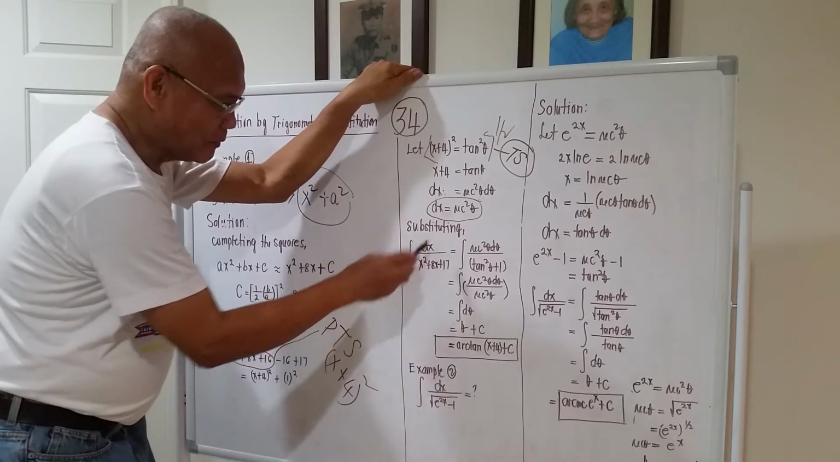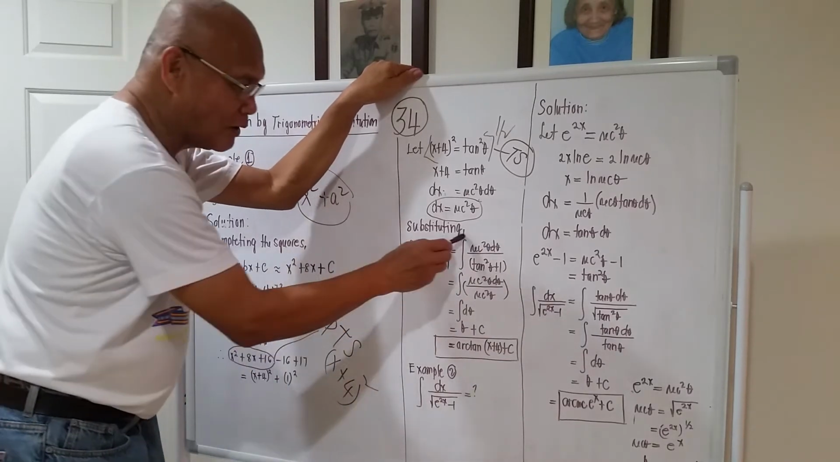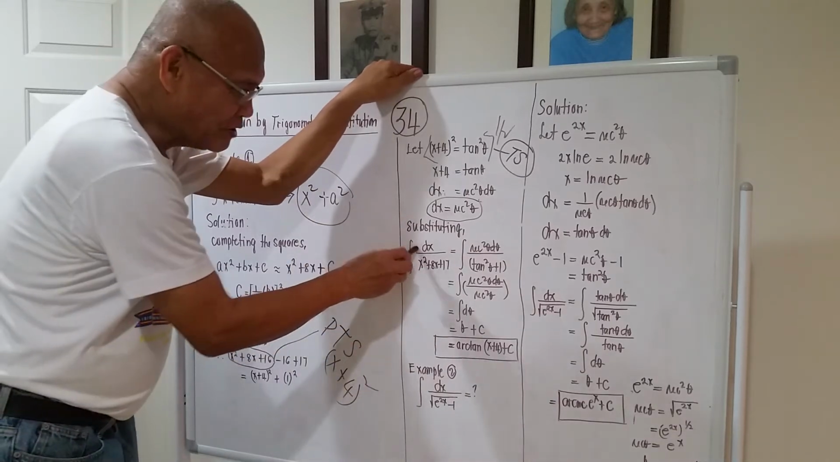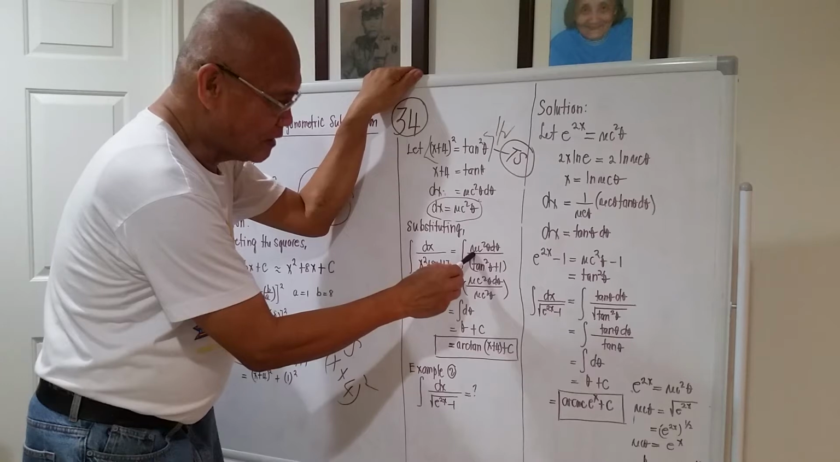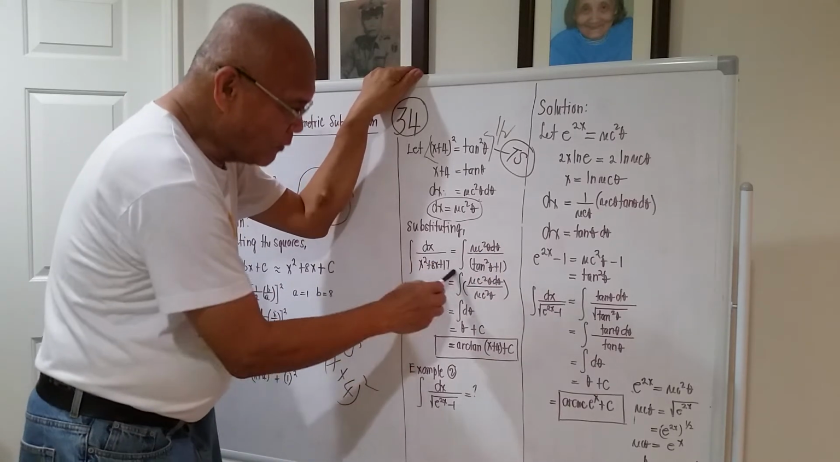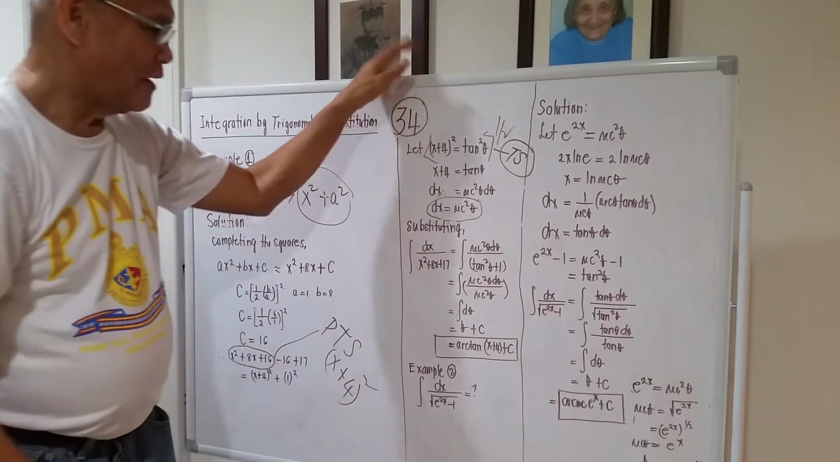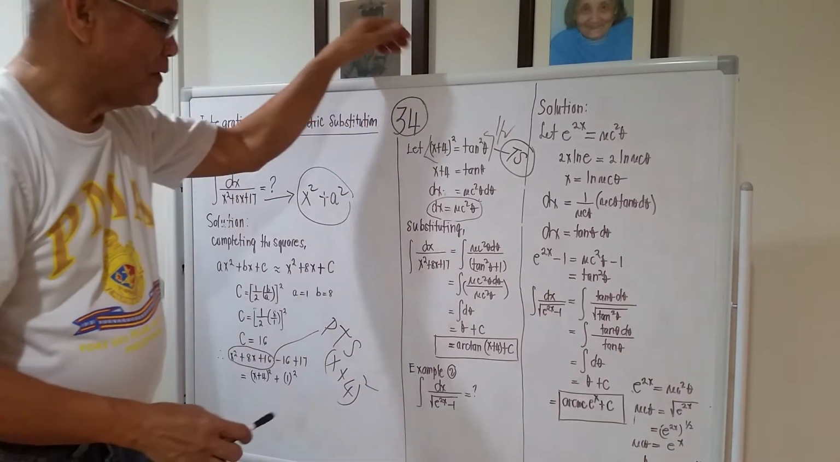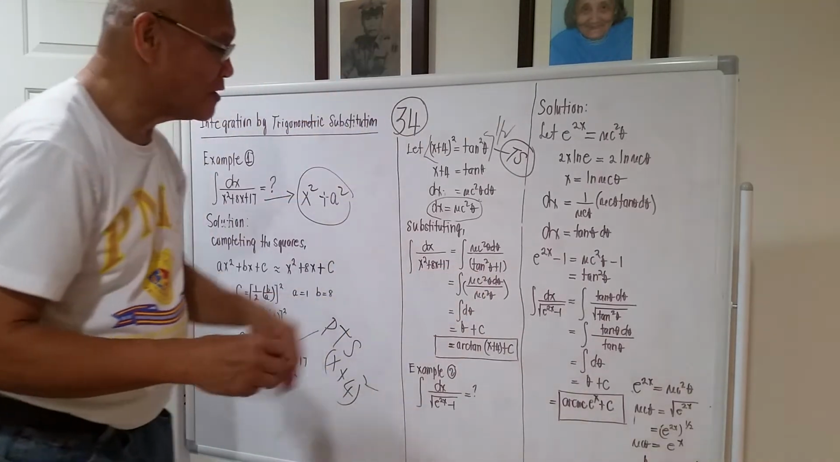Therefore, the integral of dx over x squared plus 8x plus 17 equals the integral of, what is dx? dx is this, secant squared of theta d theta, all over the equivalent of the denominator. The equivalent of the denominator will be tangent squared of theta plus 1. Why tangent squared of theta?